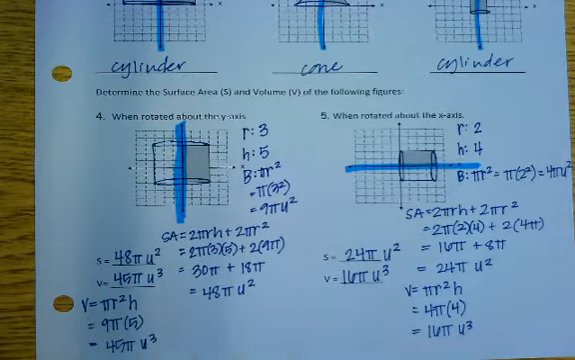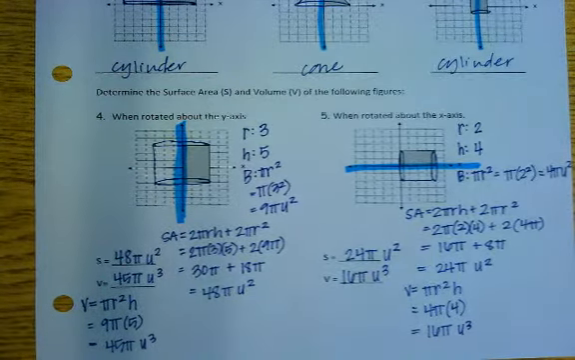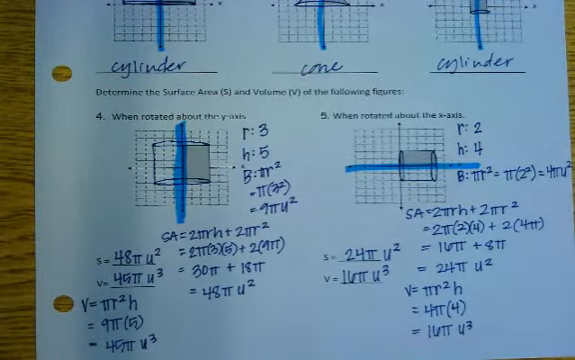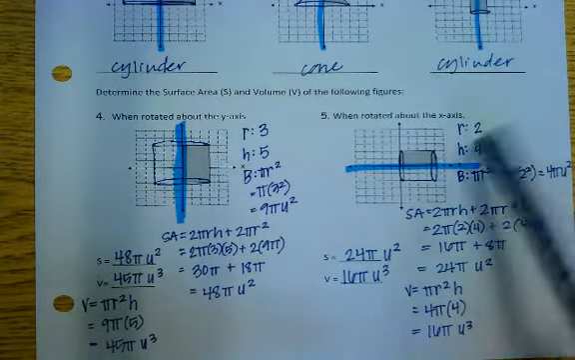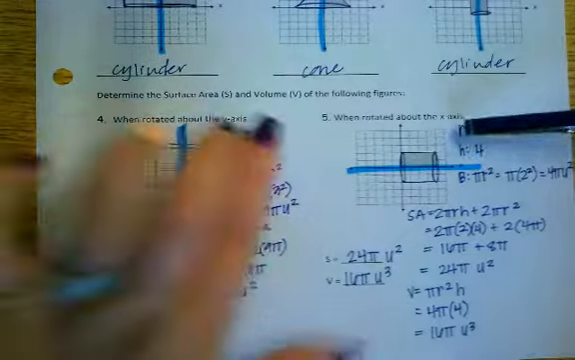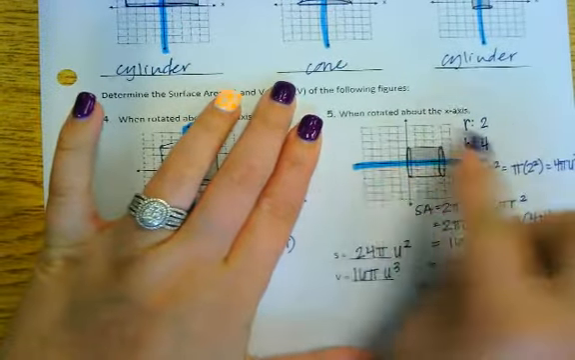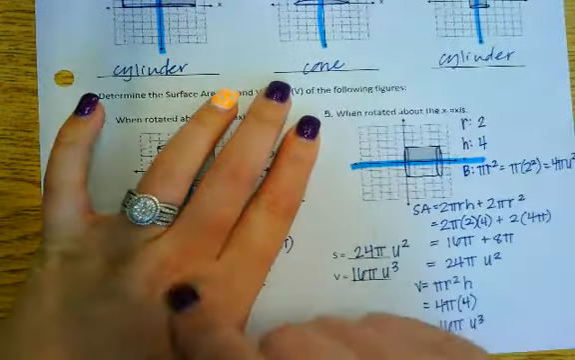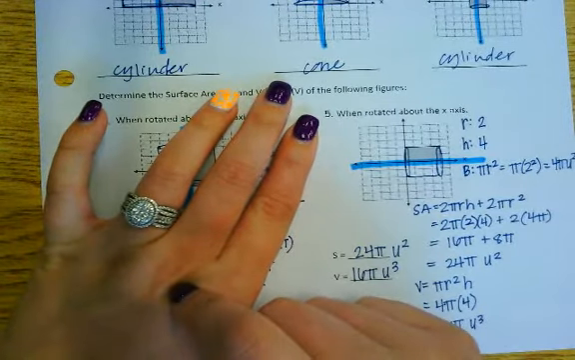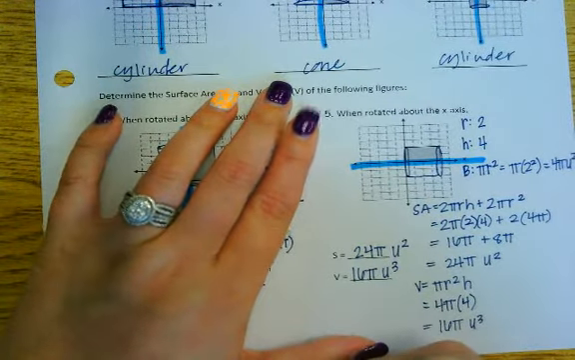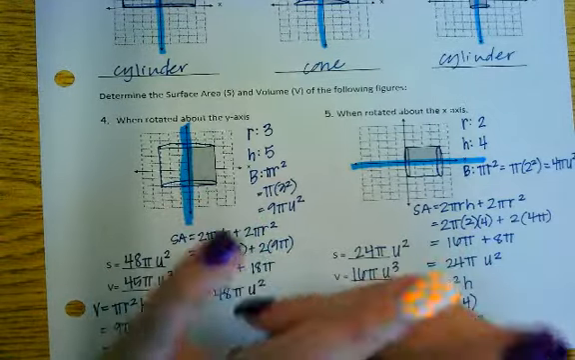Pretty simple, right? Okay. So where do you think people make mistakes? Bingo. Rotating around the wrong axis. Okay, notice that if you rotate the other way, so let's look at number 5. If I were to rotate around the y-axis, what is my radius? 4. And what's my height? 2. Okay, so it switches it.